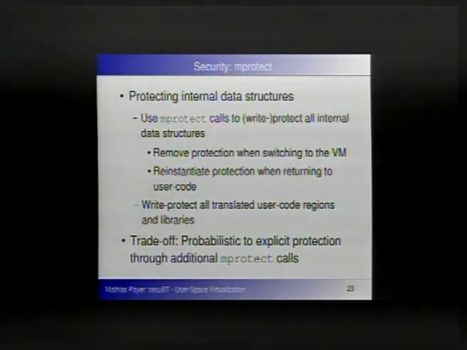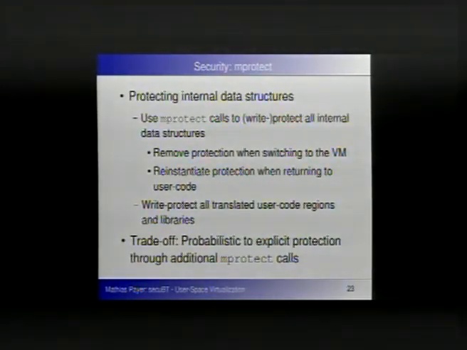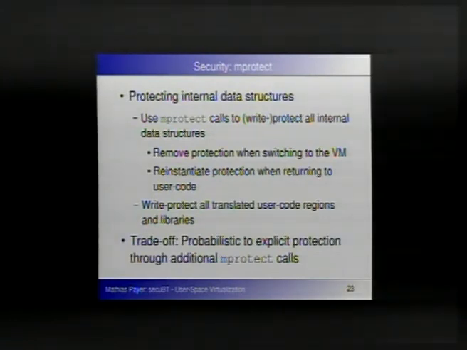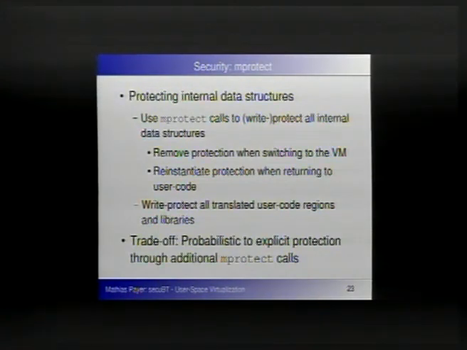One additional protection that secuBT offers is using mprotect for all its internal data structures. There are two different possibilities that we can do to protect the internal data structures. Because our goal is, if the malware finds out where our data structure is, we kind of have lost, because it can override things in the code cache and execute arbitrary code, then execute arbitrary system calls based on the privileges of the user.